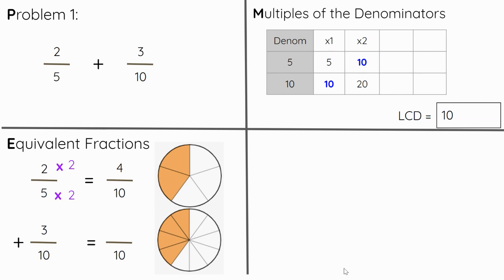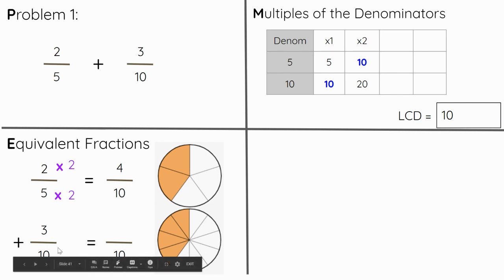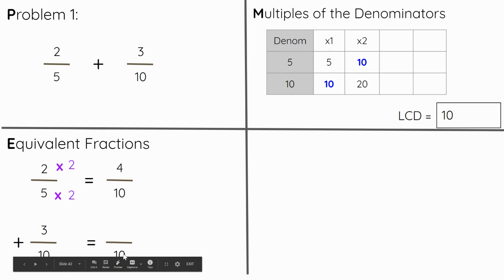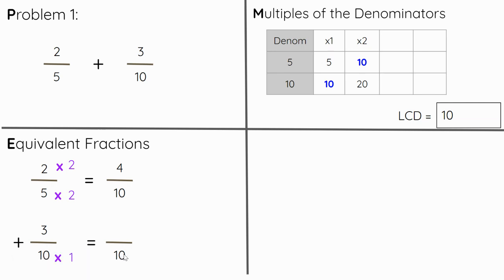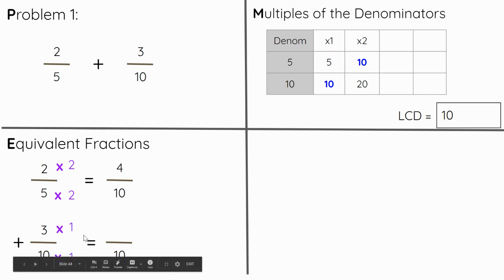Next, we're going to look at 3/10. We need to find an equivalent fraction with 10 as the denominator. This one's pretty easy because 3/10 already has 10 as the denominator, but we're still going to walk through the steps. So I know 10 times 1 is 10, and 3 times 1, because remember, whatever you do to the denominator, you also have to do to the numerator. 3 times 1 is going to be 3. So now what I'm left with is 4/10 plus 3/10, which is the same as 2/5 plus 3/10 because 2/5 and 4/10 are equivalent.